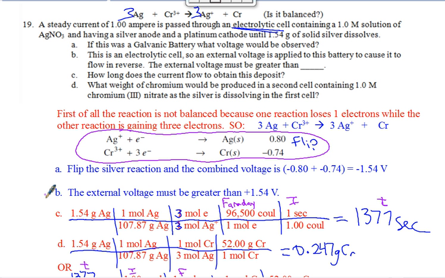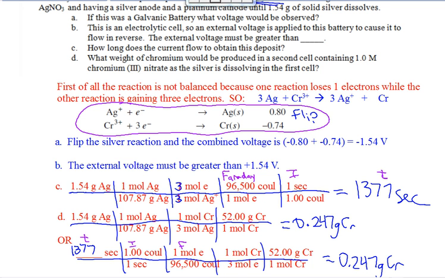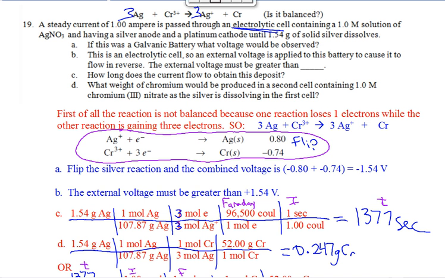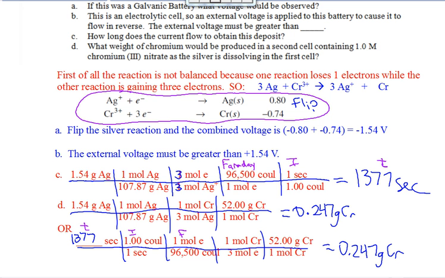Number C, how long does the current flow to obtain this deposit? So they obtain 1.54 grams of silver. So 1.54 grams of silver, that's 1 converted to moles of silver. And then for every 3 silvers, there's 3 electrons. Why not just write 1 to 1? I'm trying to follow the balanced reaction that was up here. Every 3 silvers, there's 3 electrons given off. But yes, you could write a 1/1 ratio there.